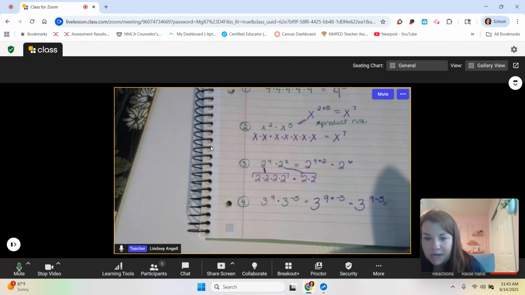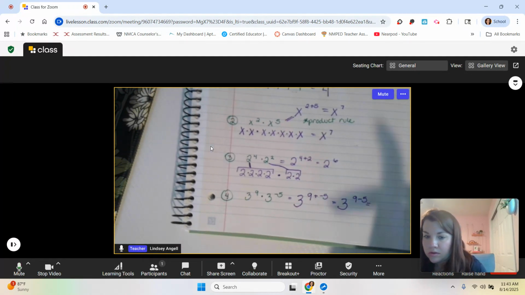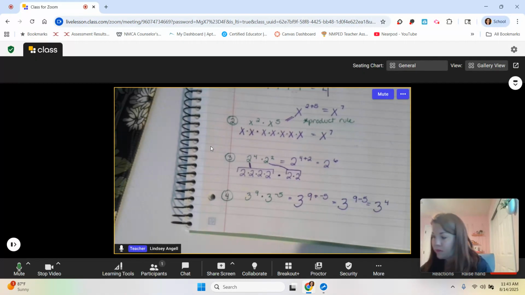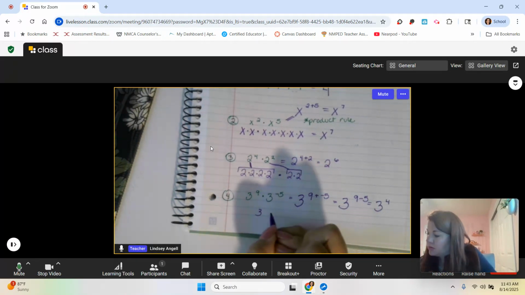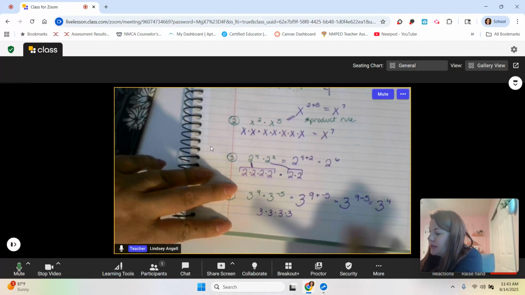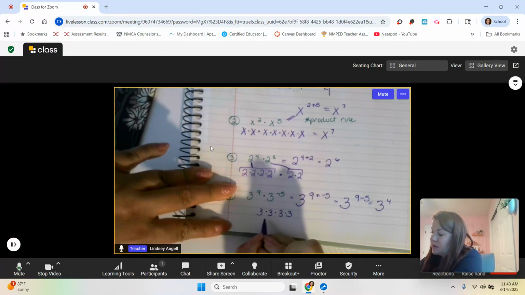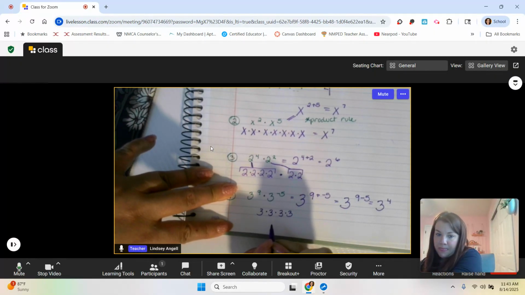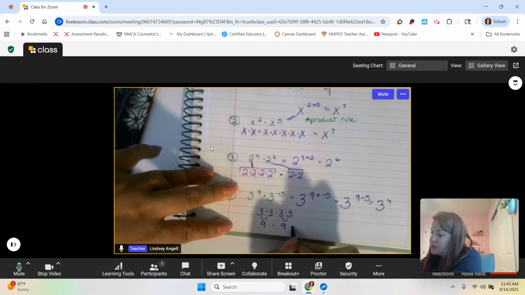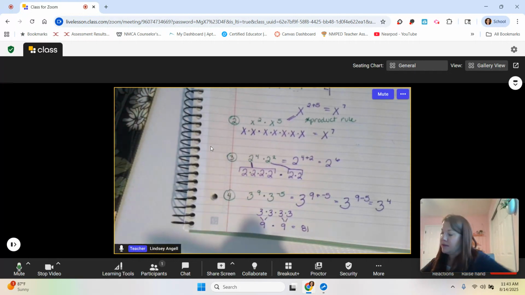Well, what's 9 minus 5? 4. So it's the same thing as 3 to the 4th power, okay? Let's go ahead and evaluate that one. Let's do 3 times 3 times 3 times 3. That's what this one is. Okay? We've got 3 times 3 is 9. 3 times 3 is 9. Multiply those together. Yep, we get to 81.